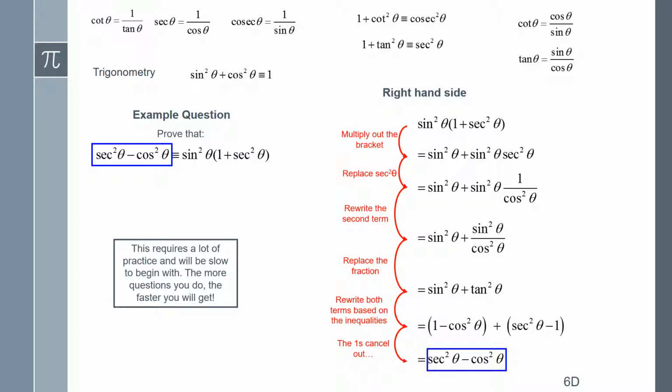These questions require a lot of practice and will be very slow to begin with, but the more questions you do, the faster you will get, and you'll become more aware of the techniques and the strategies that can be used to rewrite the expressions.